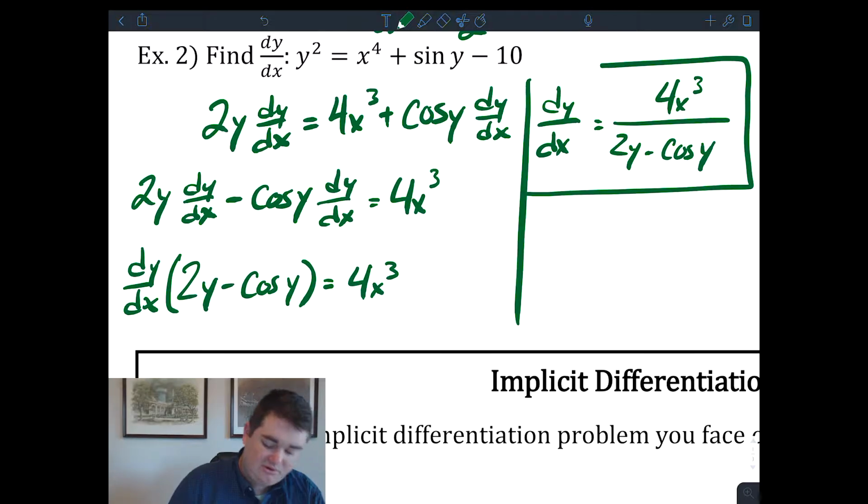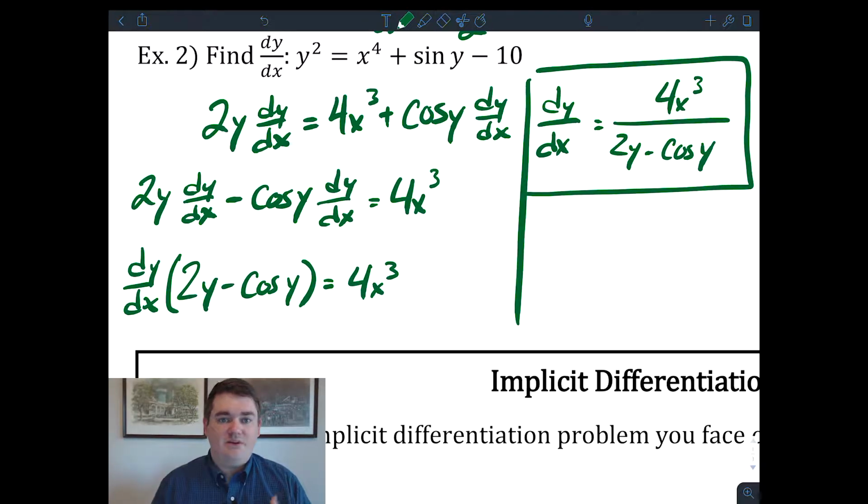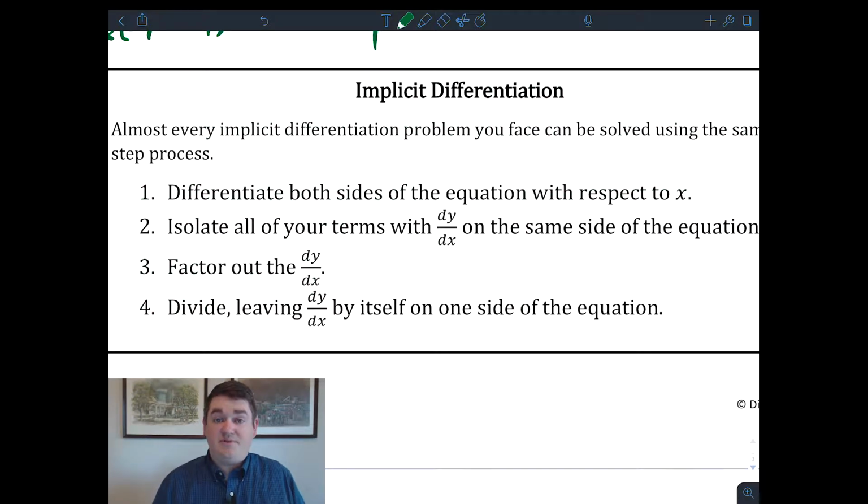And for a lot of people, the fact that I have a y in my final answer might be a little bit uncomfortable, but oftentimes it's unavoidable because this is an implicit function, not an explicit one. So just a quick tip, if you go back and look at the last two problems we did, you'll notice they kind of follow the same script. Every implicit differentiation problem is going to follow the same four-step process.